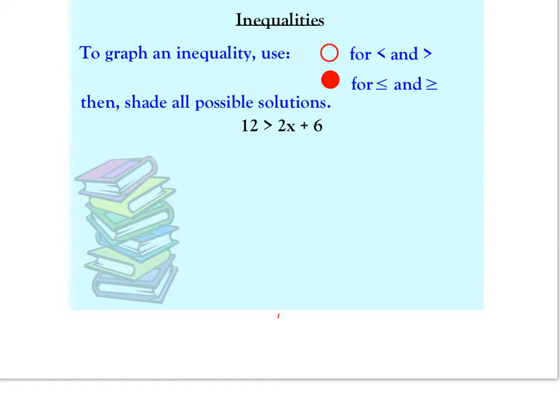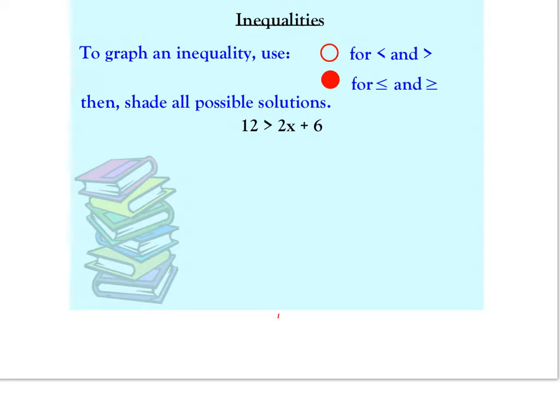When we graph inequalities, we use an open circle, so it's not shaded, for the less than and greater than. And we use a shaded circle, so it's colored in, for less than or equal to and greater than or equal to. That just means that the point where the dot is included for the or equal to, and not included for the other ones. Okay, and then you have to shade all possible solutions.